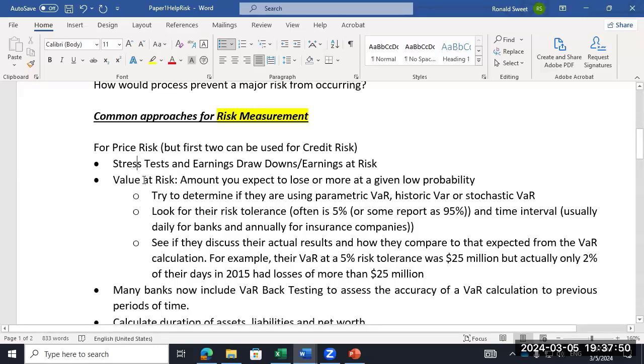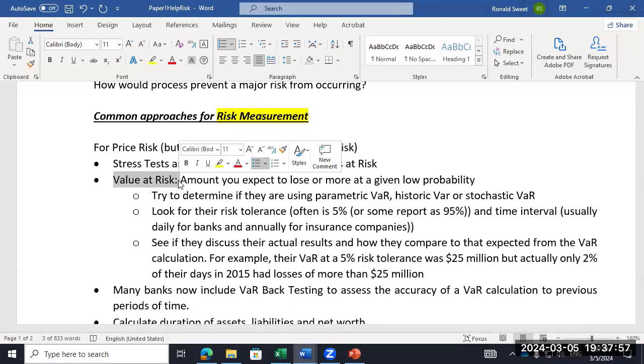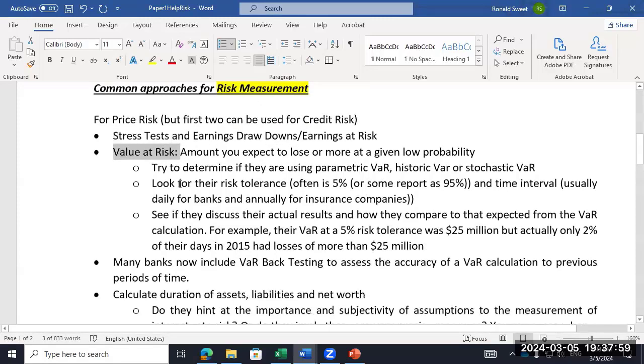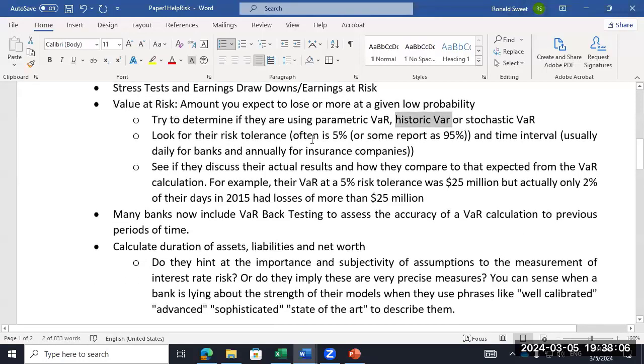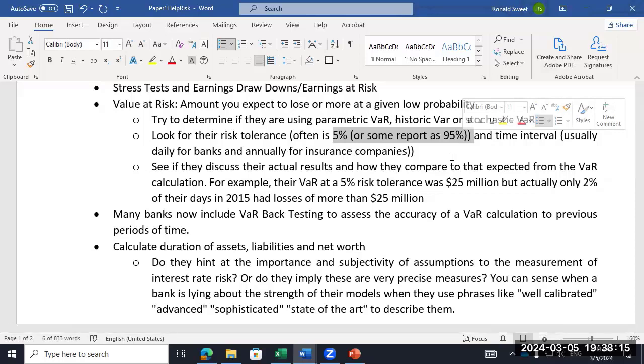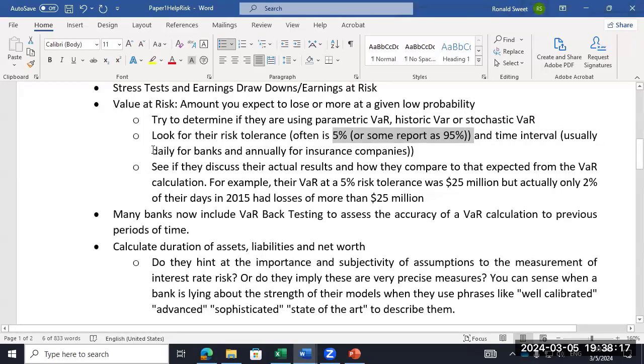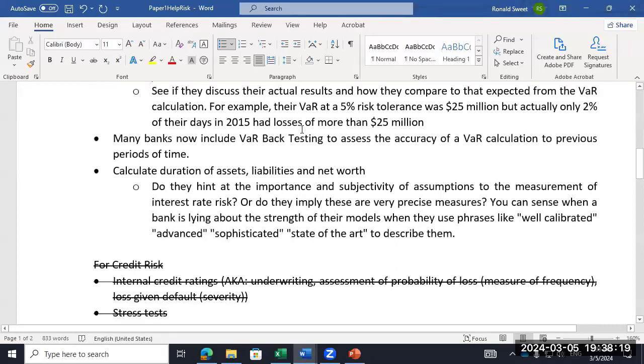All of you are going to evaluate risk. Do any of your banks not have value at risk? It's 100%. It's a major part of banking. So are they using parametric, historical, stochastic? Most of them use historical, but you can kind of see what their risk tolerance is. I think Bank of America does 5% and 1%. They do both, or 99 and 95%. And it's on a daily basis. Some of them do back testing. I think almost all of them are doing back testing now.